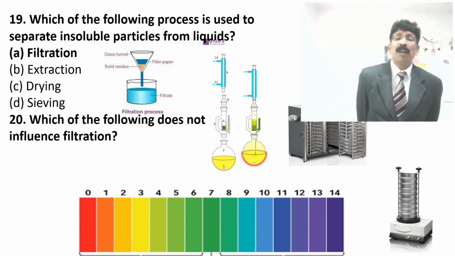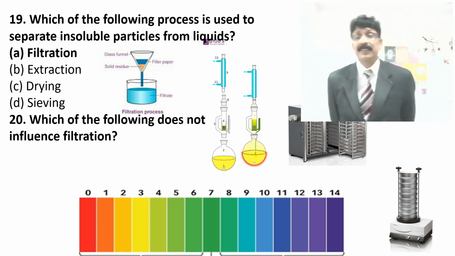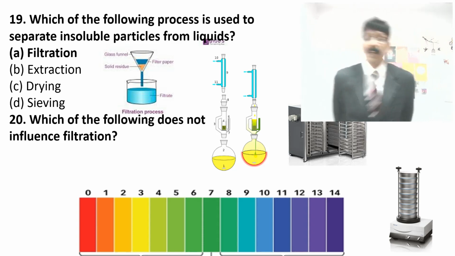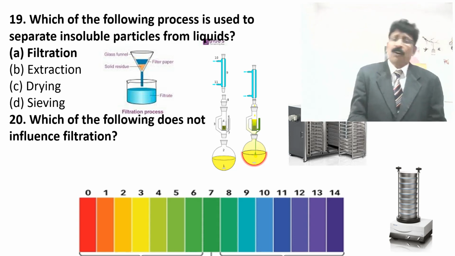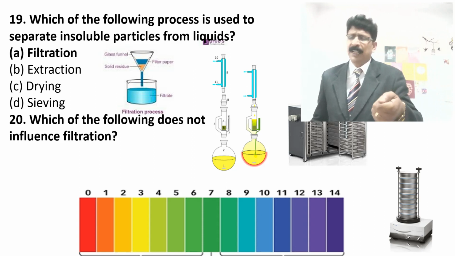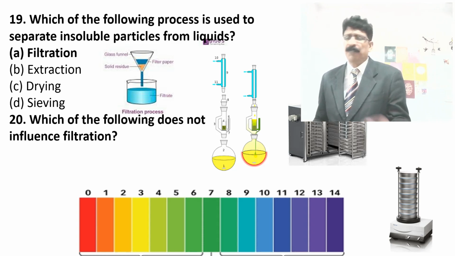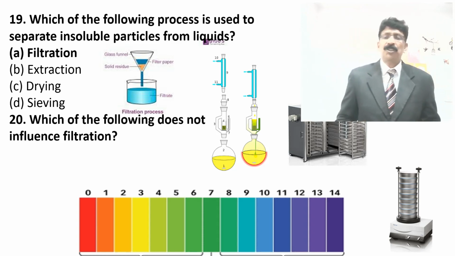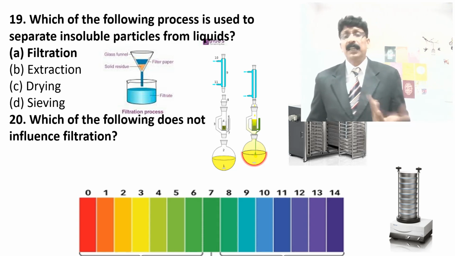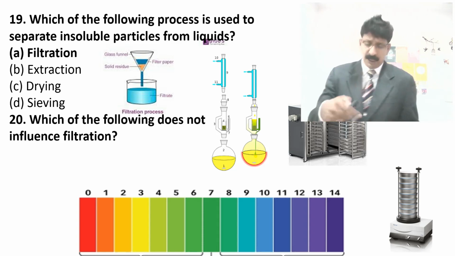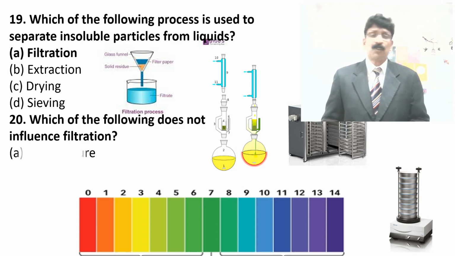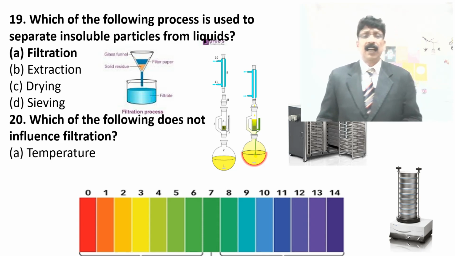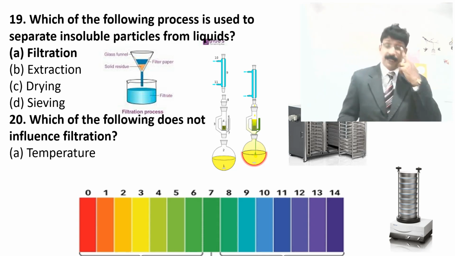Which one of the following does not influence filtration? Everybody knows filtration. Think about what you do at home when you make tea or coffee. You use a filter to strain the tea powder. If you are agitating or shaking, it will improve, or if you pour a little faster. Heat can also help, so temperature sometimes improves filtration.